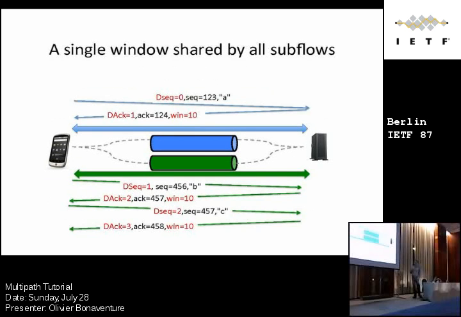We have a single window which is shared by all subflows, which means that we expect the server to always advertise the same window on the different subflows. This means that we no longer have the ability to use a window to control the amount of data that we receive over one subflow versus the other, but you will see that we have other solutions, other techniques, to be able to control the data that we receive over a given subflow.